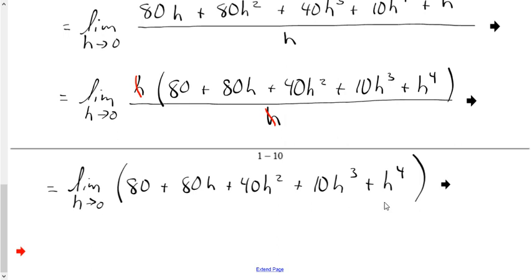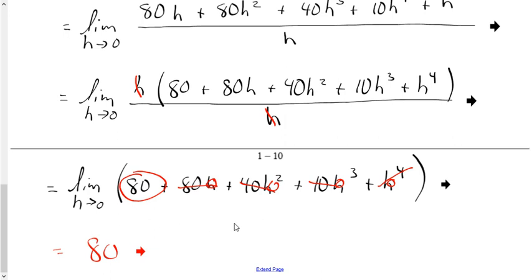And as h approaches 0, what's going to happen? Well, this h is going to become a 0. So that disappears. This h becomes a 0. That disappears. H cubed, 0. That disappeared. This 0 to the 4th, that term disappears. All we're left with is this 80, and that will be the value of the limit. Again, notice we kept the limit notation all the way until we substituted the 0 in, and then we could just write down our numerical answer once we substituted the 0 in place of all the h's.